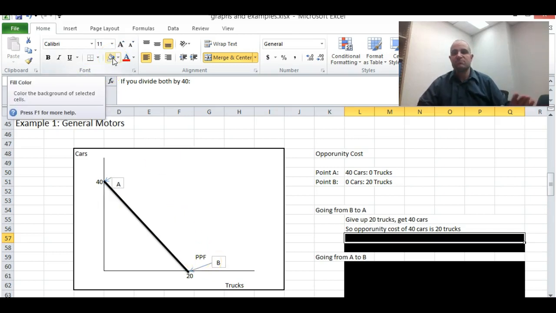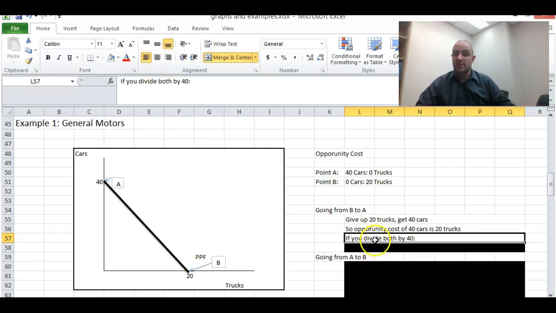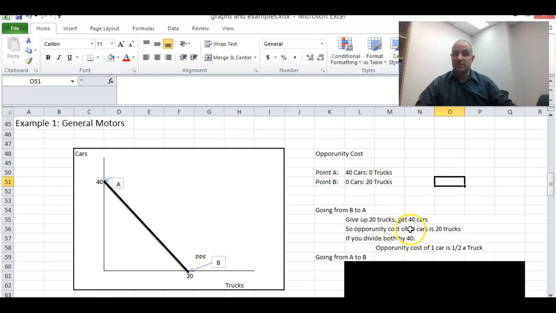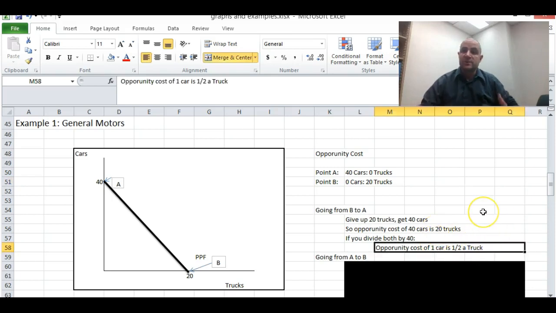Let's break these down. Let's divide both the number of cars and the number of trucks by 40. If you divide 40 by 40, you get 1. Divide 20 by 40, you get 1/2. So when you do this, you find that the opportunity cost of one car is 1/2 of a truck. And so for every car you want to produce, you have to give up exactly half of a truck.